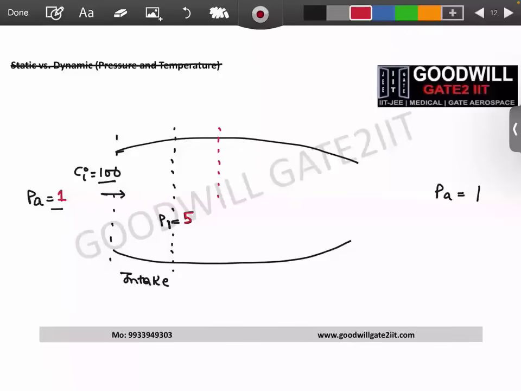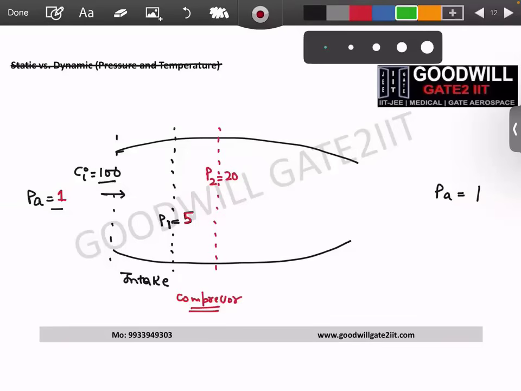Then you have your next component, which is known as your compressor. Now, the name itself suggests compressor. It will compress the air, increase the pressure. So if you go here, this is increased to 20. So pressure at the entry was 1. It is increased to 5 and then it is increased to 20. So intake is doing something, compressor is doing something, and they have increased the pressure.